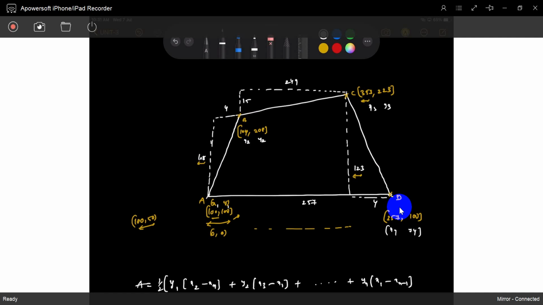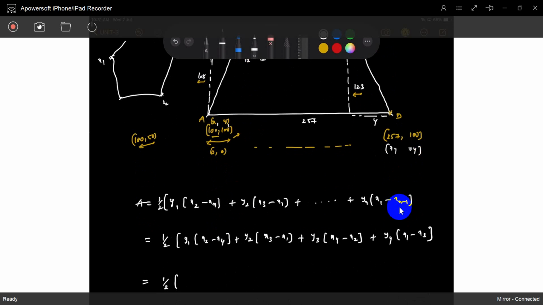Start with any point, go 1, 2, 3, 4, 5, either clockwise or anti-clockwise. But if you just choose this as x1, this as x2, this as x3 out of order, this is not suitable for the formula. So choose going one way around, and then this is the formula. So what is the value?